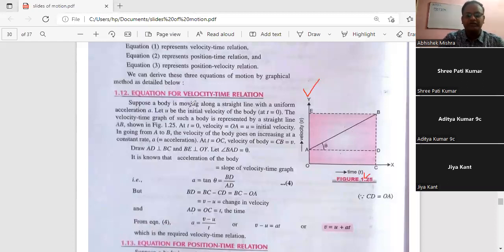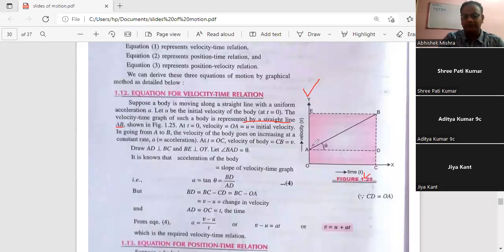So suppose a body is moving along a straight line with a uniform acceleration a. Let u be the initial velocity at time 0. The velocity time graph for such a body is represented by a straight line. This you all know, we have already discussed in the class, that when a body is moving with a uniform acceleration, then what will be the nature of the graph?